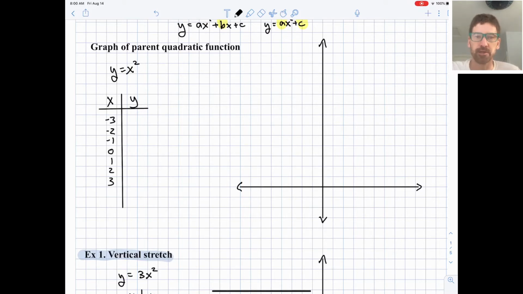And then we'll square each of those values. Keep in mind that -3 squared is not -9, it's a positive 9. So when we square a negative number, we will get a positive number. And we have some symmetry on both sides.